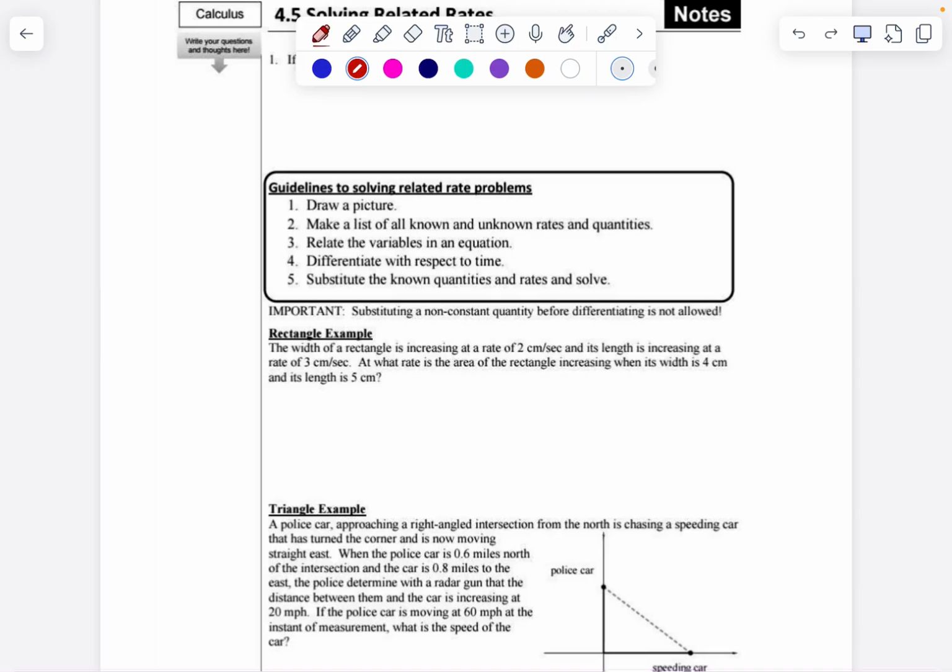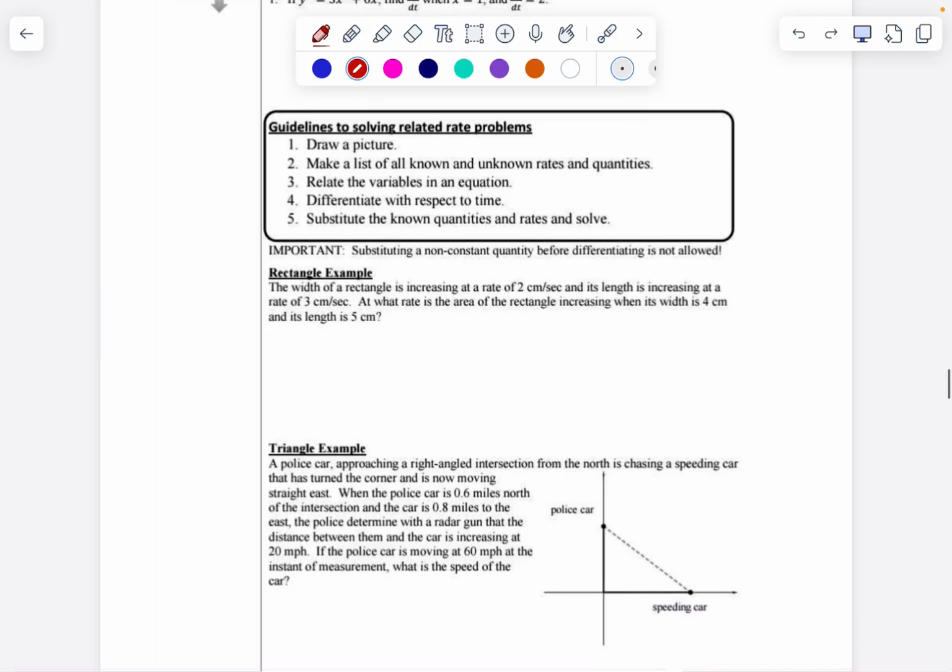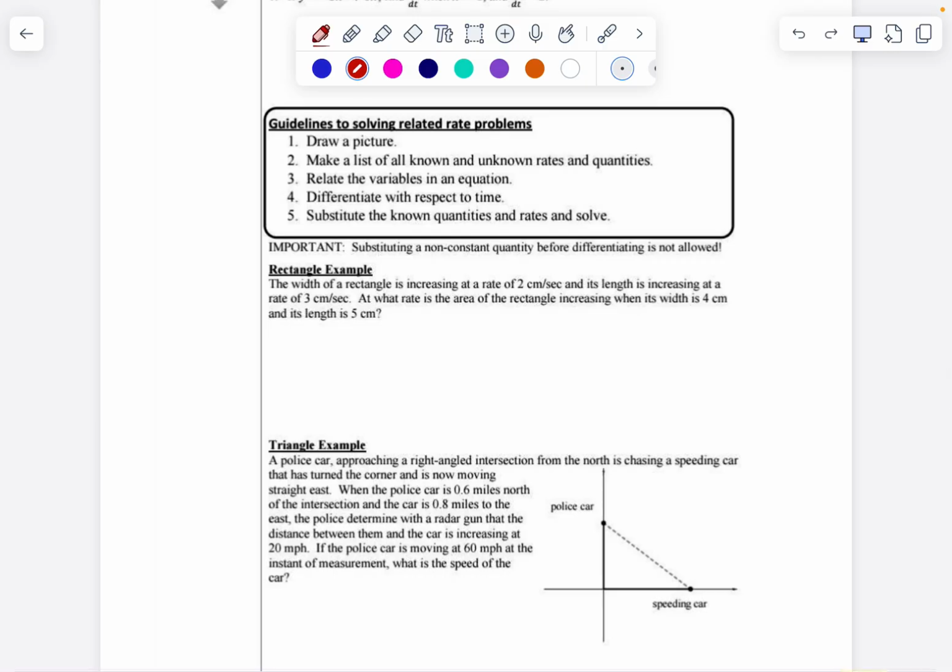Guys, this is taking the rectangle one from, I think it was number 2 that we just did. Okay? It's taking that scenario and now making it a related rate problem.